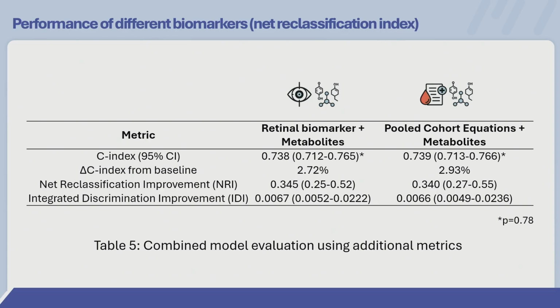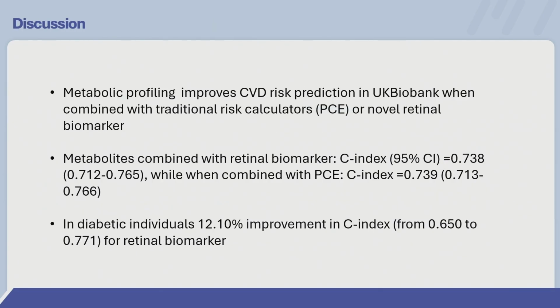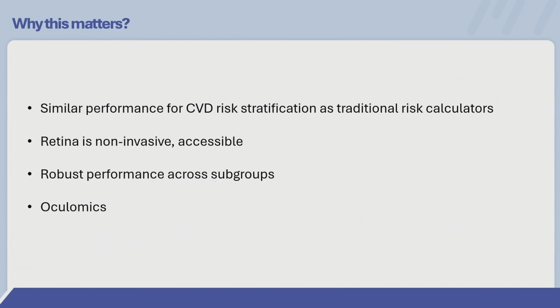So what does this mean? Essentially, from the study, we can see that metabolic profiling improves the CVD risk prediction in UK Biobank when combined with the traditional risk calculator, which is the pooled cohort equation in our case, and/or with the novel retinal biomarker. The C index performances are very similar to each other, in the range of 0.73. And in diabetic individuals, we observed a 12% improvement in the C index, especially for the retinal biomarker with the addition of the metabolites. So why does this matter?